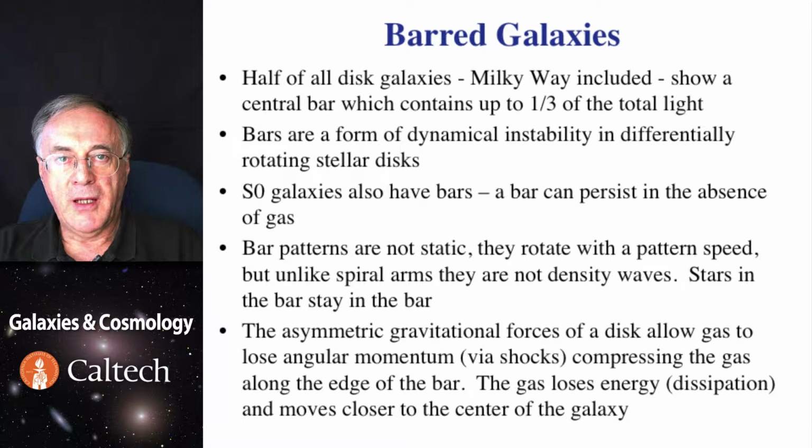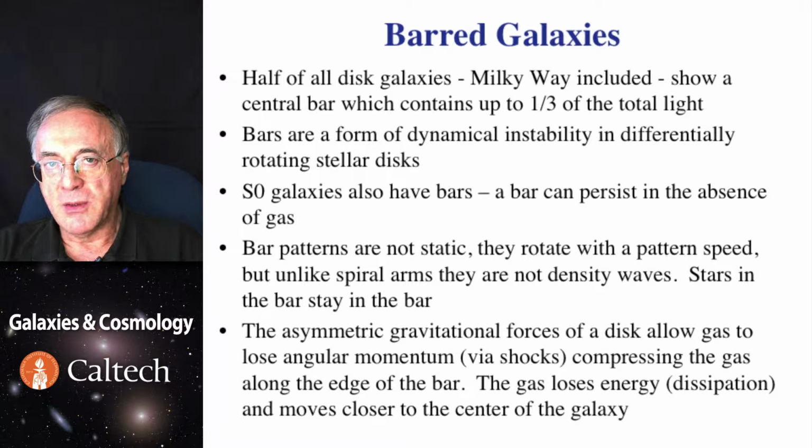So about half of all disk galaxies contain these bars, including the Milky Way. Ours is hard to see because of the dust in the disk, but now, thanks to infrared observations, we are pretty sure that we do have a bar. And what bars really are, they're a form of dynamical instability in rotating disks that forms spontaneously.